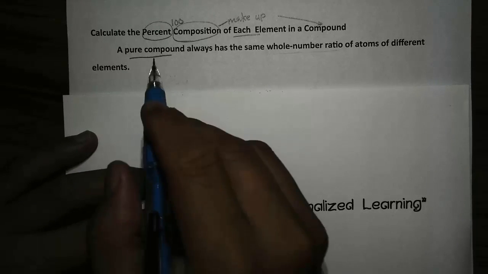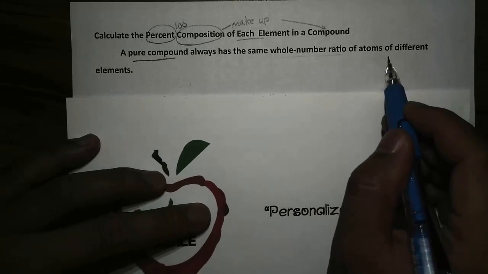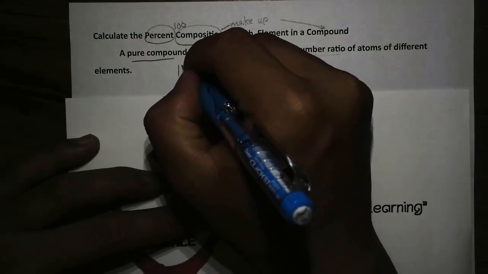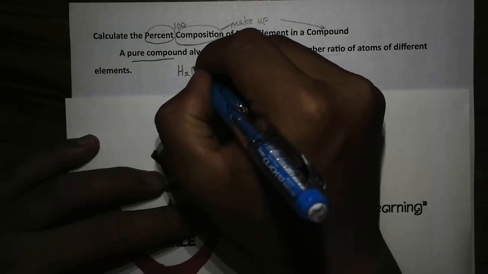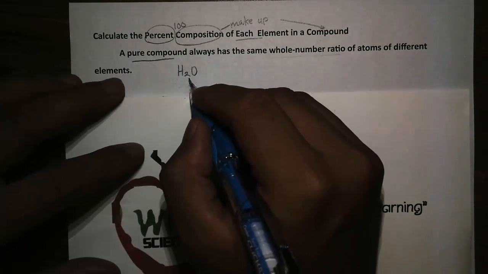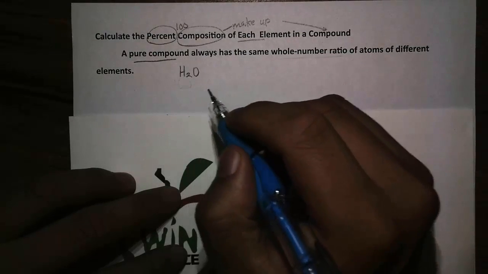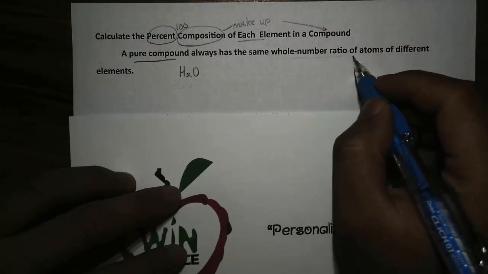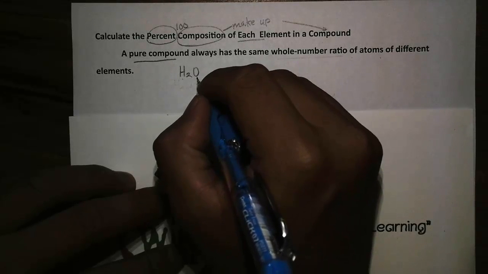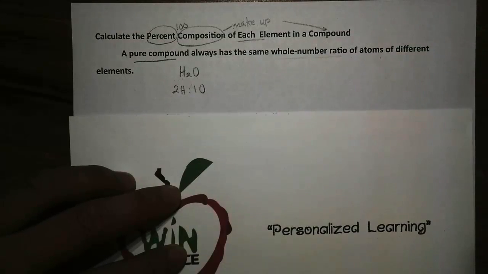First of all, a pure compound always has whole number ratios of atoms of different elements. For example, if we look at the chemical formula that represents water, which is H2O, this is the chemical formula of water molecules. If we look at this chemical formula carefully, you see that there is a whole number ratio of atoms. That is, the number of hydrogen to the number of oxygen is 2 hydrogen to 1 oxygen.